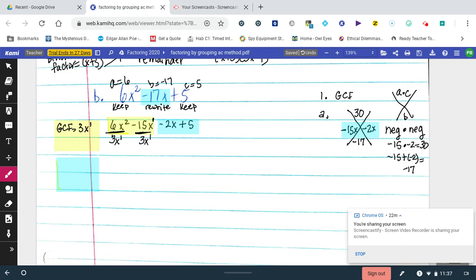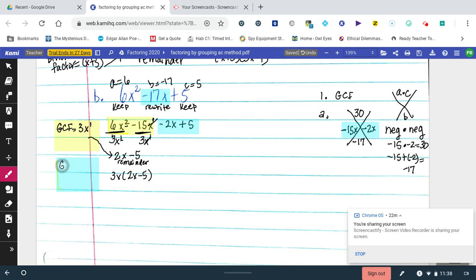So 6 divided by 3 is 2. And then 2 minus 1 is 1. So just 2x. Negative 15 divided by 3 is negative 5. And then just cancel these out because they're exact matches. So once I put the GCF with the remainder, I end up with 3x times 2x minus 5.